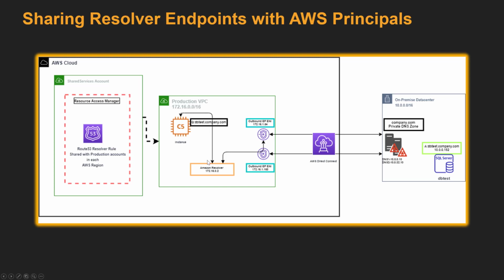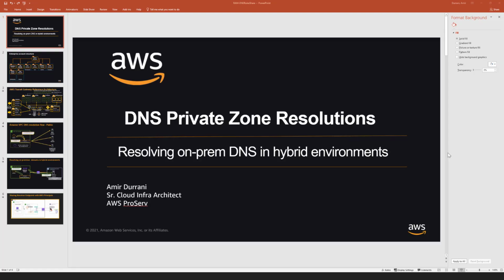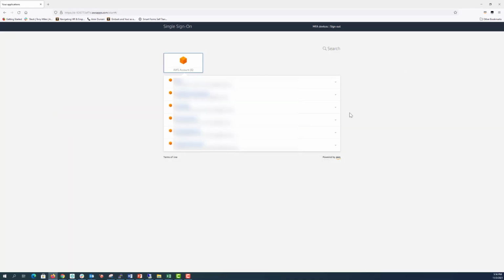Now, the resolution is the same. It just shows that the instance is trying to talk to dbtest.company.com. dbtest resides here, IP address 10.0.0.152. These two DNS servers on-prem will resolve for this. The instance sends it to the resolver, goes to the endpoints through the Direct Connect to the DNS and comes back the same way. The EC2 instance now can talk to the database server using the DNS fully qualified name. Now I am going to get into the demonstration and show how this is configured.